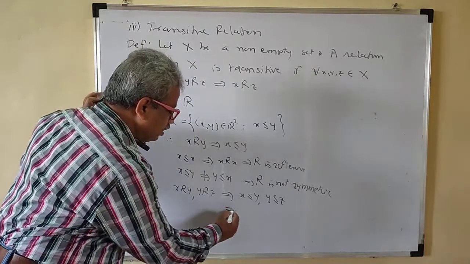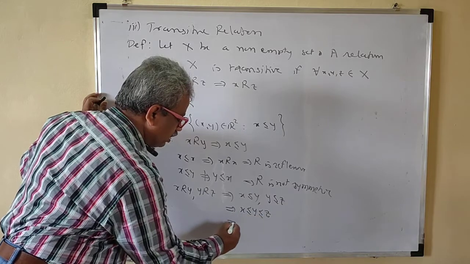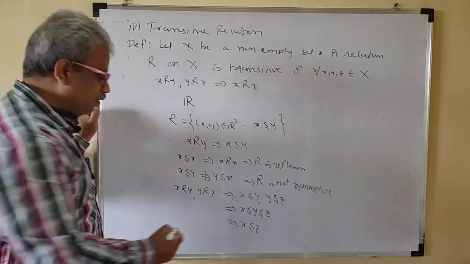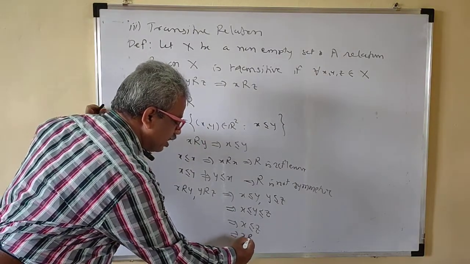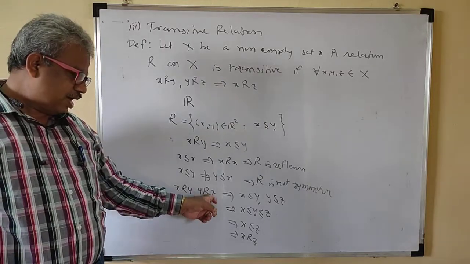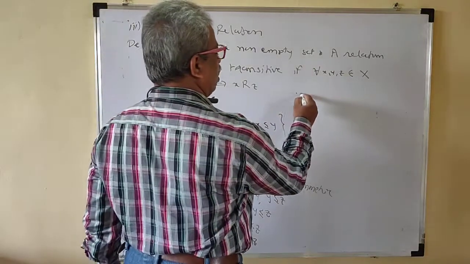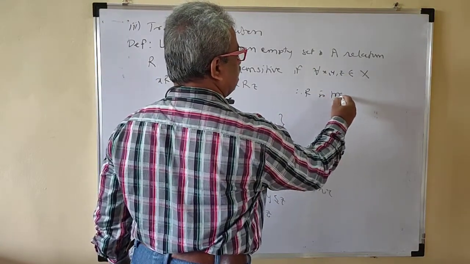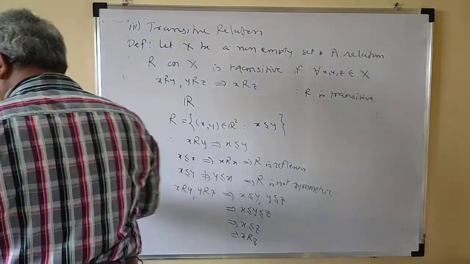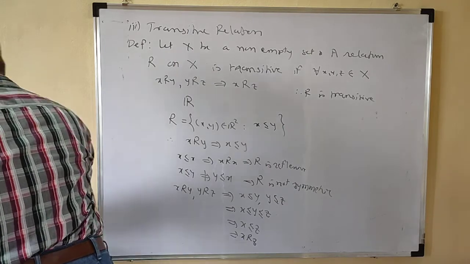So what does this imply? This implies X less than or equal to Y, Y less than or equal to Z. And what does this imply? X is less than or equal to Z. That means X is related to Z. Right? So whenever we have X is related to Y, Y related to Z, then X is related to Z. So therefore R is transitive. We'll take one more example so that you will understand the definition of transitive.